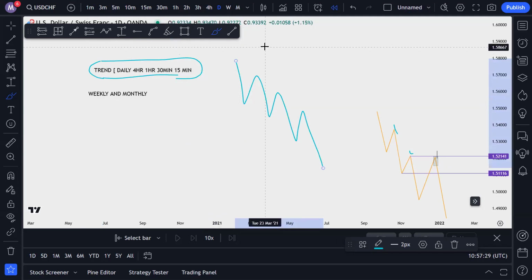So let's assume this is the daily time frame. You see this leg. Let me make this another color.